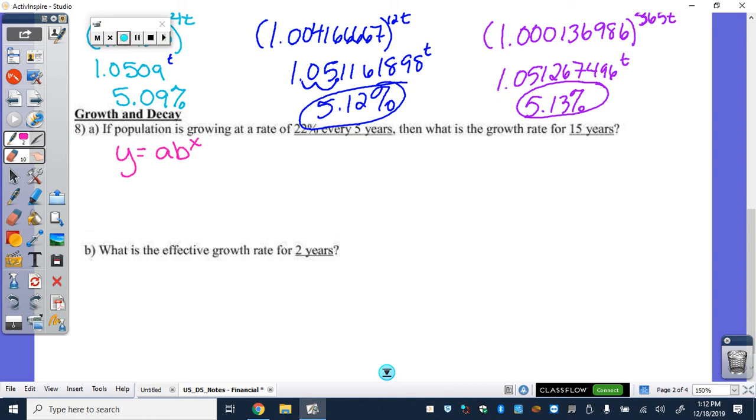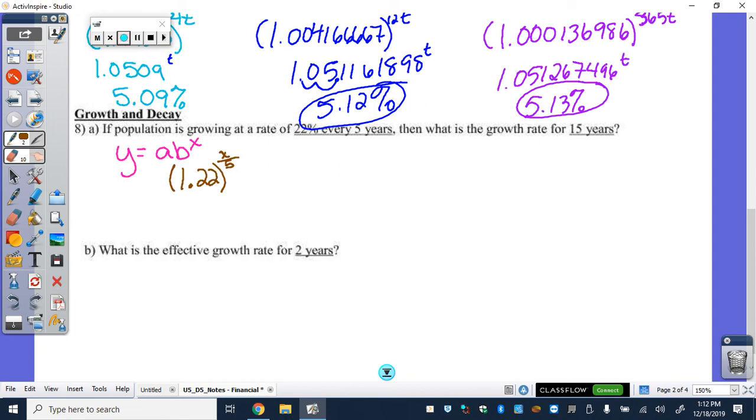So if the population is growing at a rate of 22% every 5 years, then what is the growth rate for 15 years? So again, do we actually know where the population is starting? No. Do we care where the population is starting? No. We're just trying to manipulate the growth rate. So this one is growing, which means my b value would be 1 plus my rate, so 1.22. But our exponent's going to be a little different. It's going to be the number of years divided by 5.